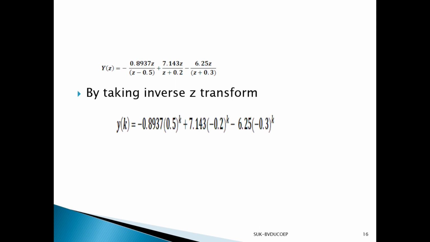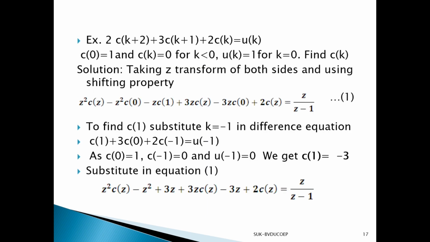So the inverse z transform is 0.5 raised to k, and where there is a plus sign, this is minus 0.2 raised to k, minus 0.3 raised to k. So this is the way. Practice at least one example, two, three examples, then you get it. Because you have already done the Laplace transform, I think it may not be difficult for you. Practice will be required so that you can score.